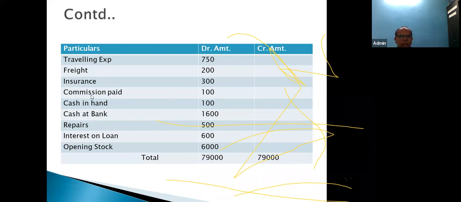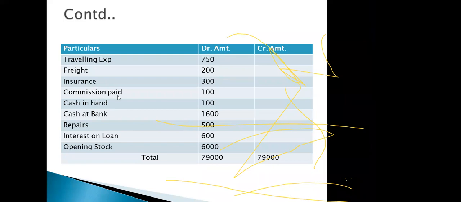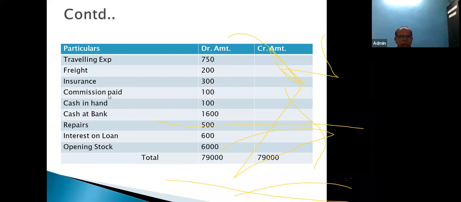Now next is, what is that? Commission paid. It is an expense, so it will be recorded in the profit and loss account, debit side. Right? Commission 100. Profit and loss account debit side, commission 100. Done?